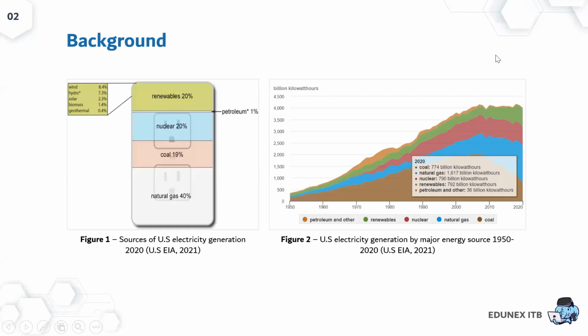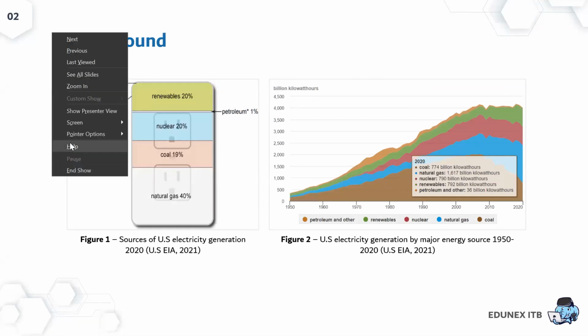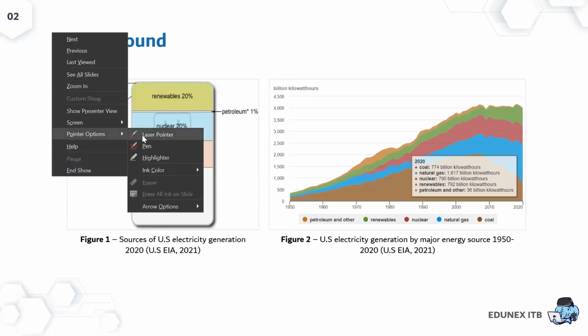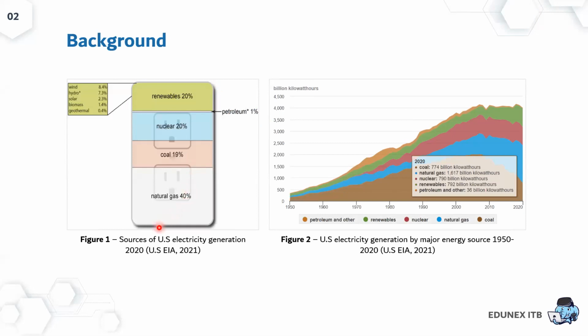As one of the sources of energy, natural gas can be used in various ways. One of the benefits of natural gas is to generate electricity. As we can see in figure 1, natural gas accounted for 40% of total utility scale of US electricity generation in 2020. And in figure 2, it tells us the US electricity generation by major energy source from 1950 to 2020. In 2020, 1,617 kilowatt hours of US electricity generation is coming from natural gas.